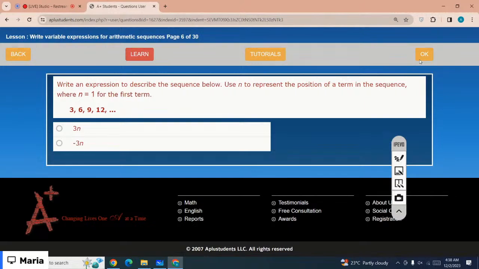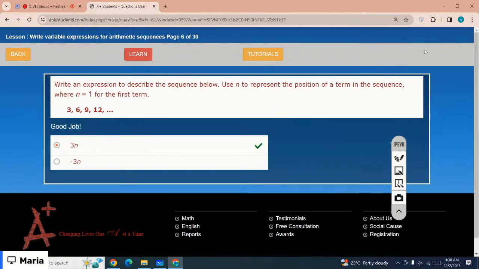Okay, the next one is write an expression to describe the sequence below. Use n to represent the position of a term in the sequence where n equals 1 for the first term. So, which is the correct option? The correct option is option number 1. 3n is the correct option.